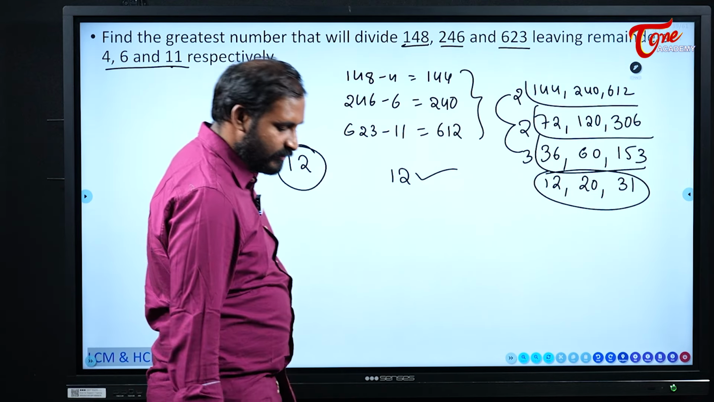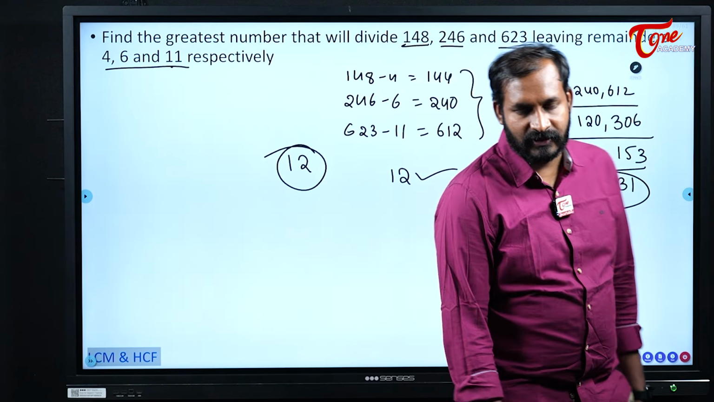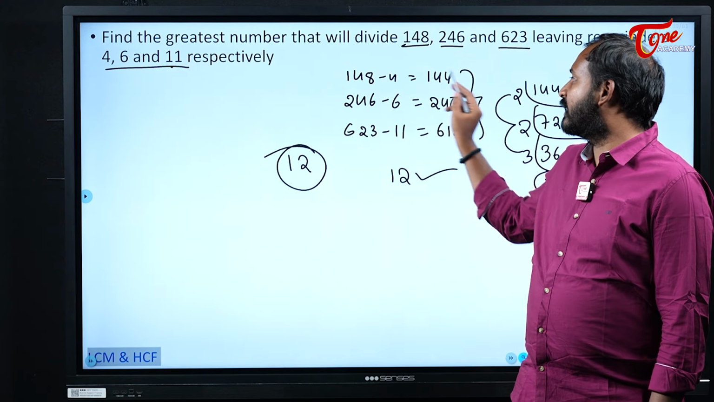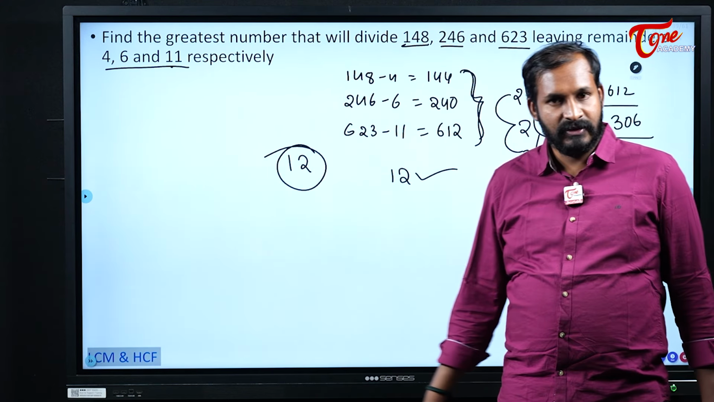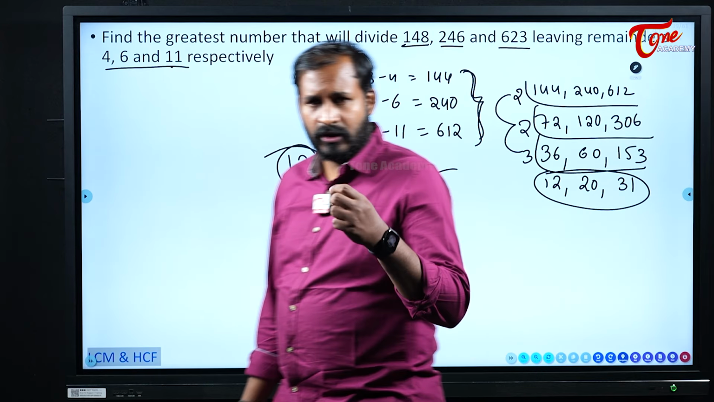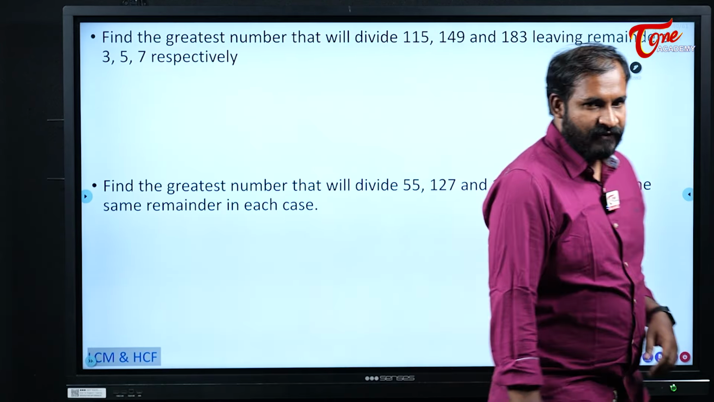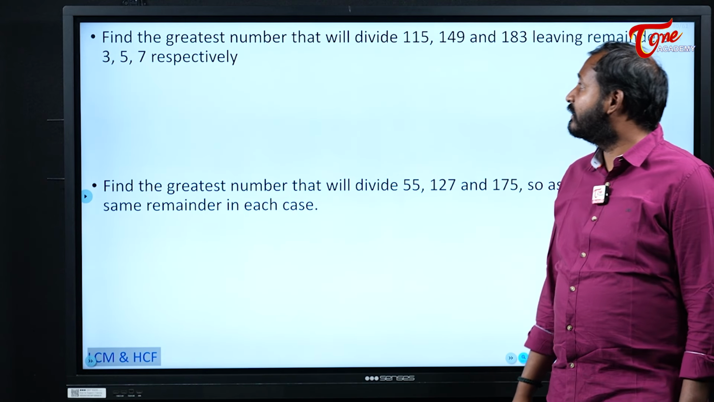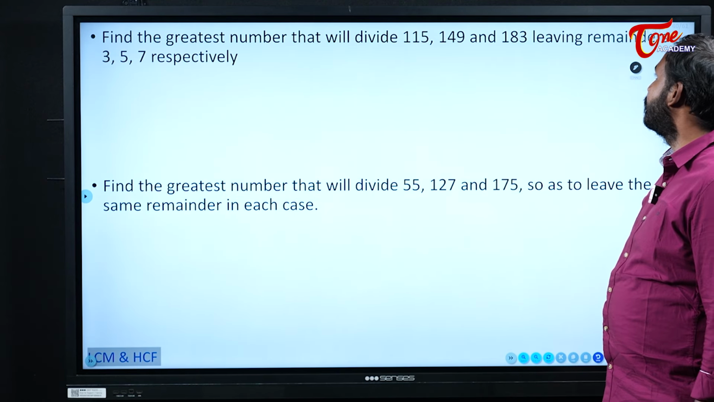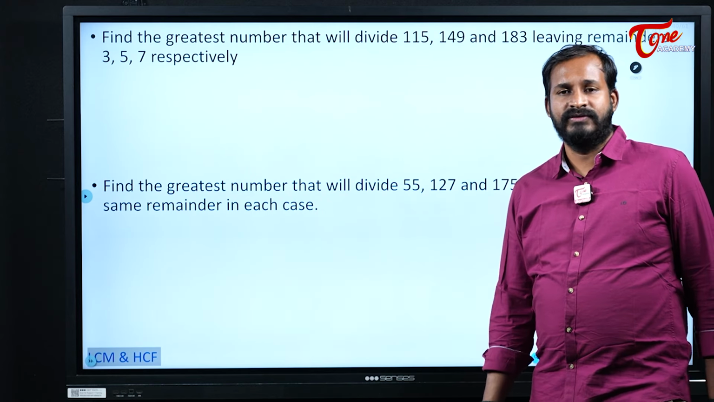So here also the same thing. How we have done the previous one, option verification. Here also first of all subtract the remainders from the numbers. You will get 3 numbers. Okay, and do the option verification. Okay. Find the greatest number that will divide 115, 149 and 183, leaving the remainders 3, 5, 7 respectively.